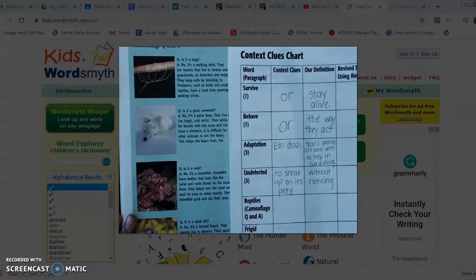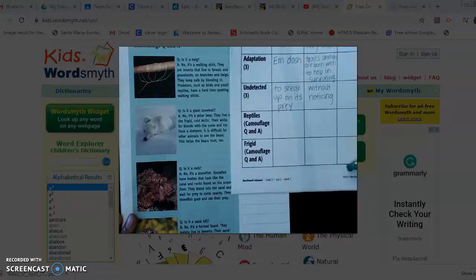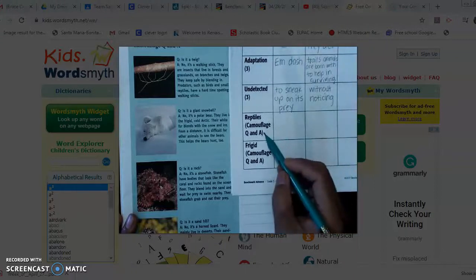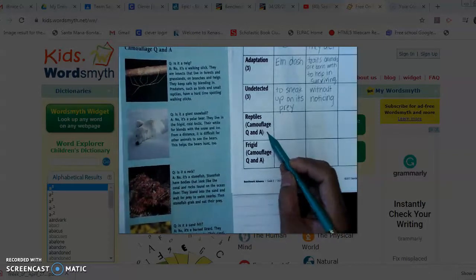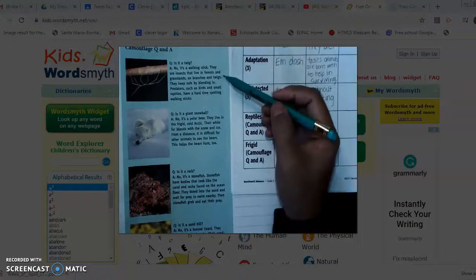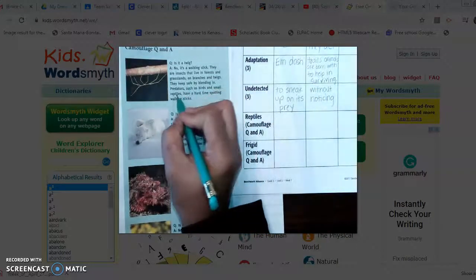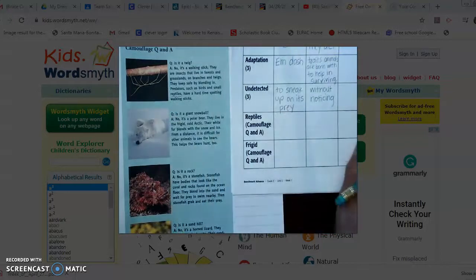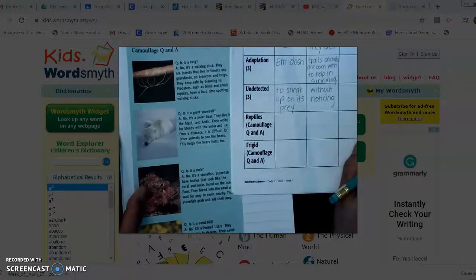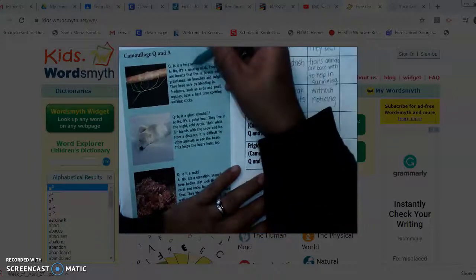Now we are going to the word reptiles. Reptiles. And let's see if I can find the word reptiles here. Let's see. Here we go. We have it in the walking stick Q&A. So let's take a look at some of the words around it.